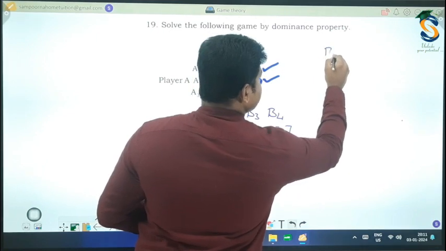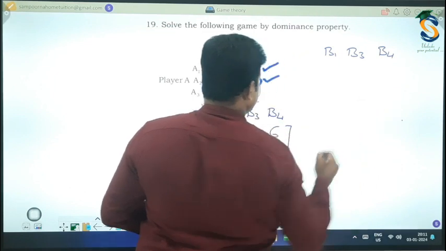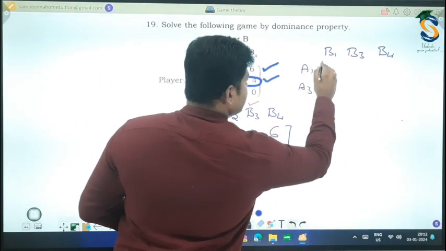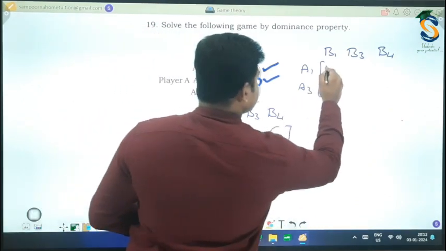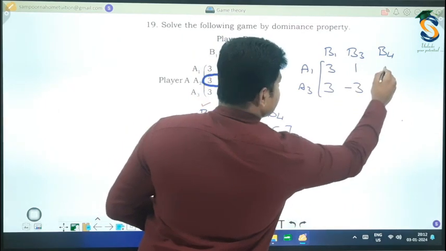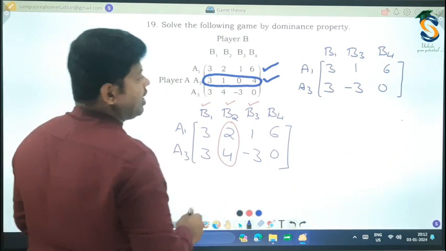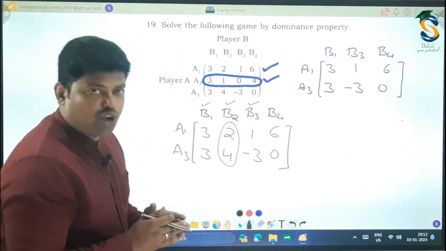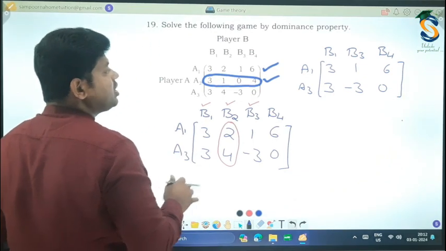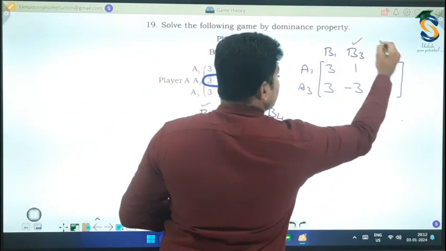So B1, B3 and B4, and rows A1 and A3. The elements of the payoff matrix are 3, 3, 1, minus 3, 6, 0. This is the reduced matrix. Now again, either I can go with column wise or row wise. So I will go with column wise. I will compare B3 with B4.